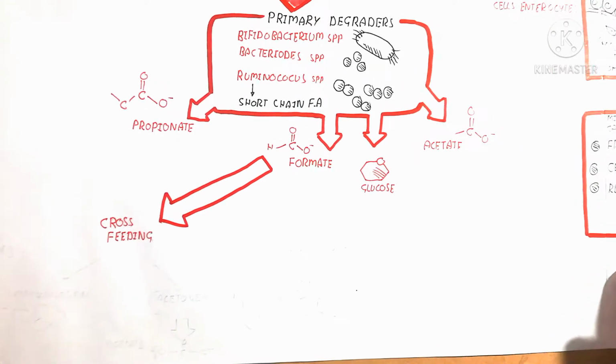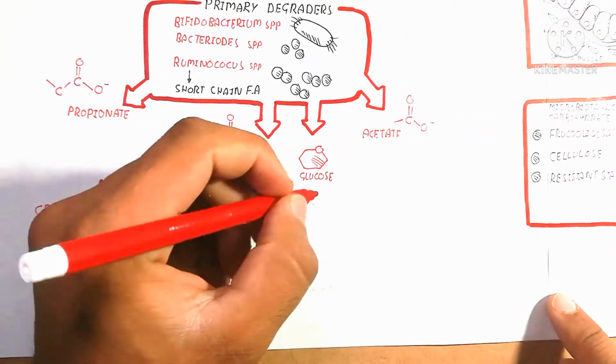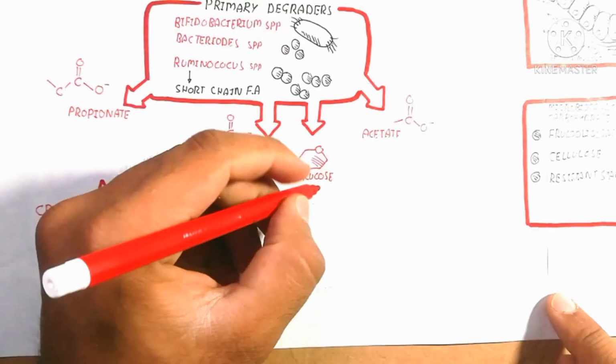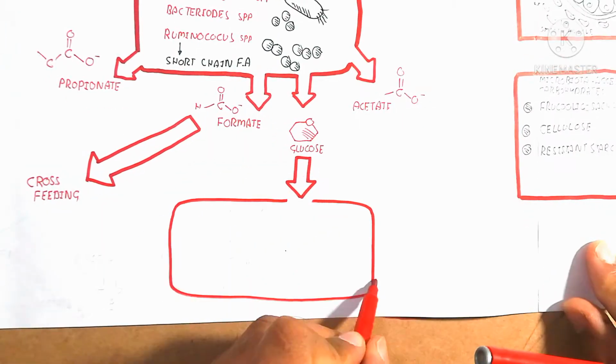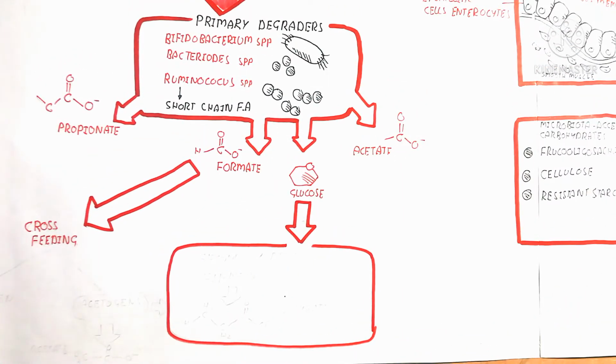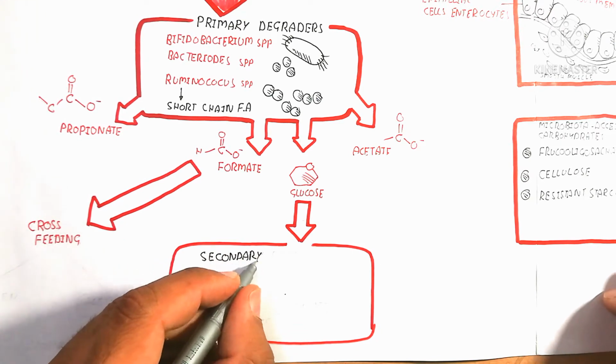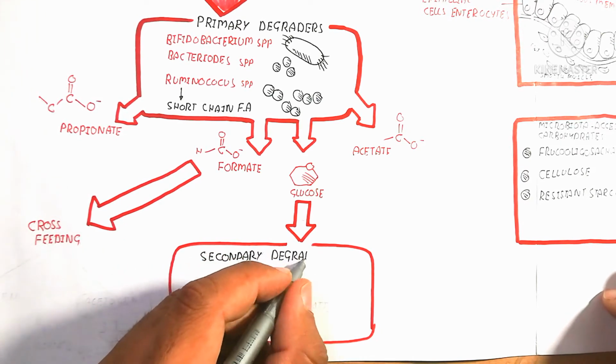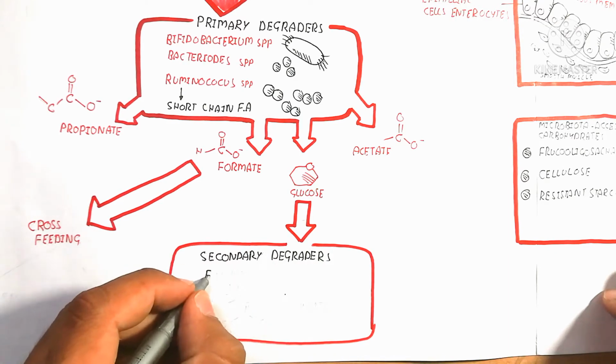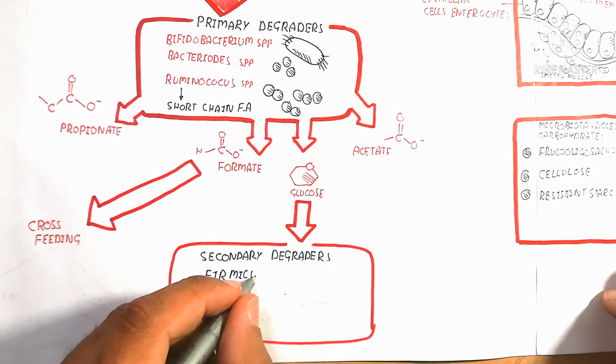This short chain fatty acid is very important for our health, and it depends on age and exercise or some other environmental factors. So here glucose is then used by the secondary degraders, known as Firmicutes species.